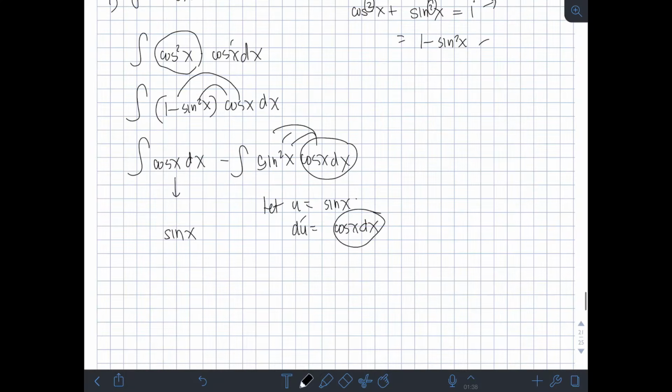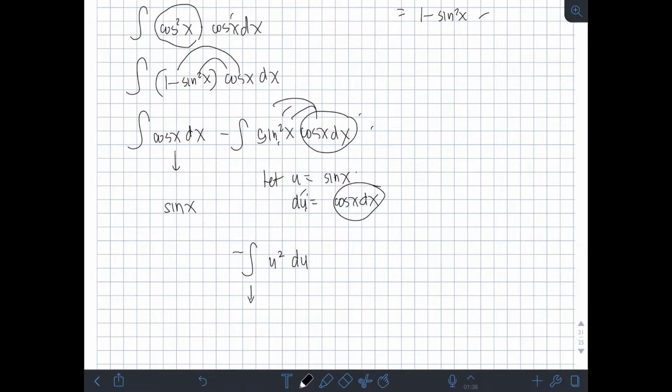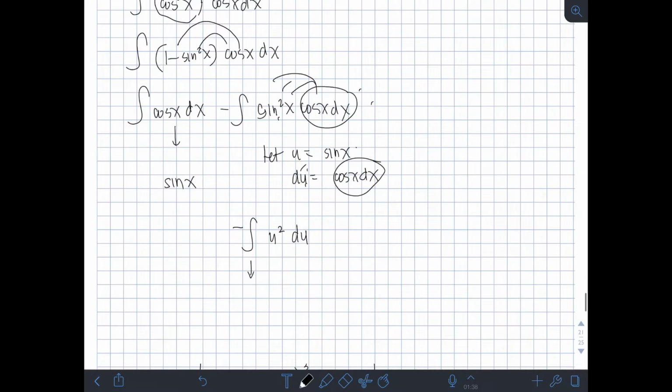Okay? So, therefore, we have negative integral ng sine squared x is u squared na lang, and then cos x dx is just du. So, therefore, ma-integrate natin to using power formula. So, it is equal to what? Negative u raised to the third over 3, right? But yung u is originally sine x, so ibalik natin, equal siya sa negative sine cube x over 3. And then, isama ko tong una nating integral na positive sine x. We have sine x minus sine cube x over 3 plus c. Okay, so therefore, this is the final answer.